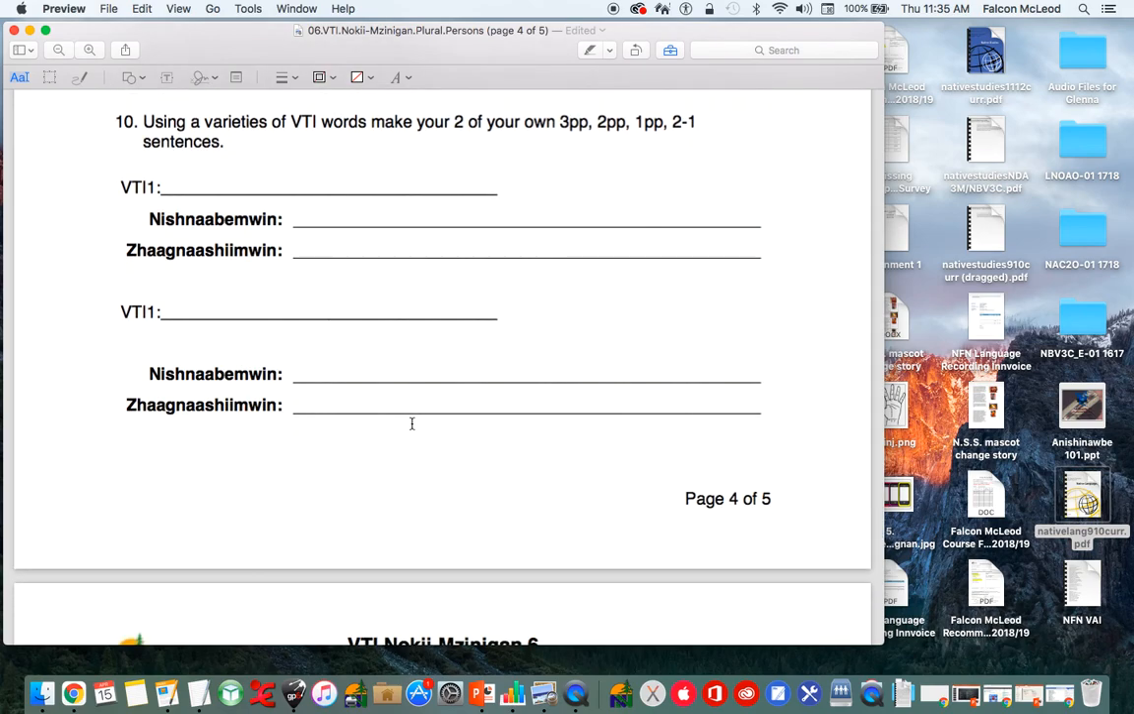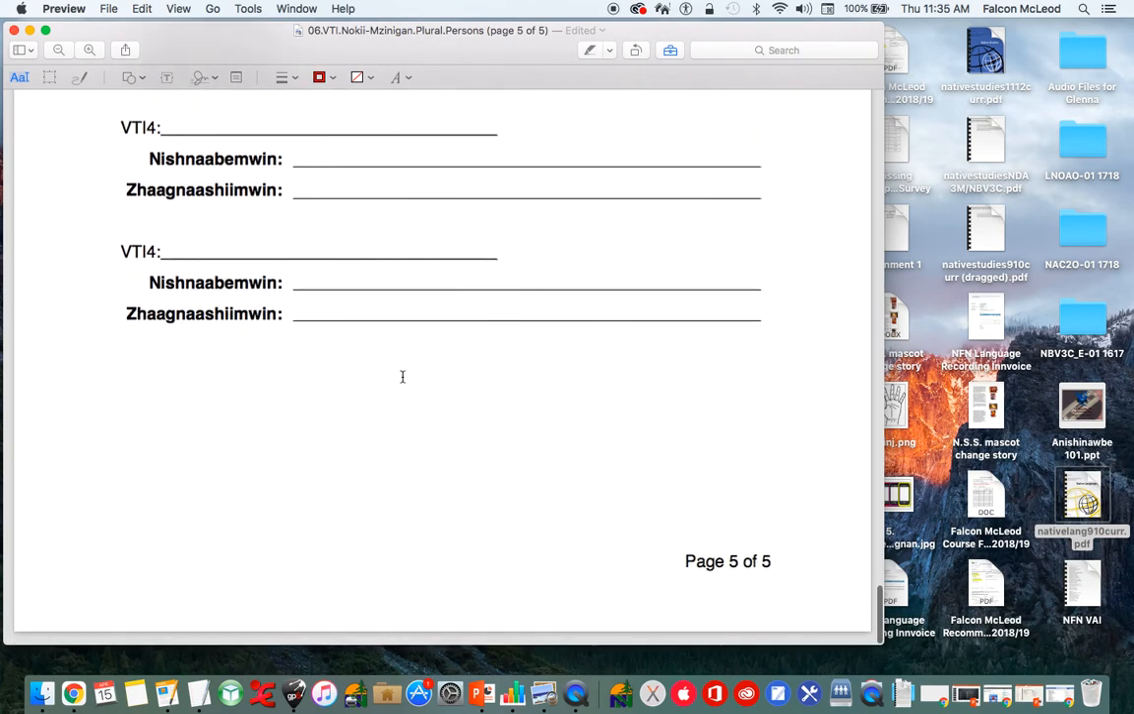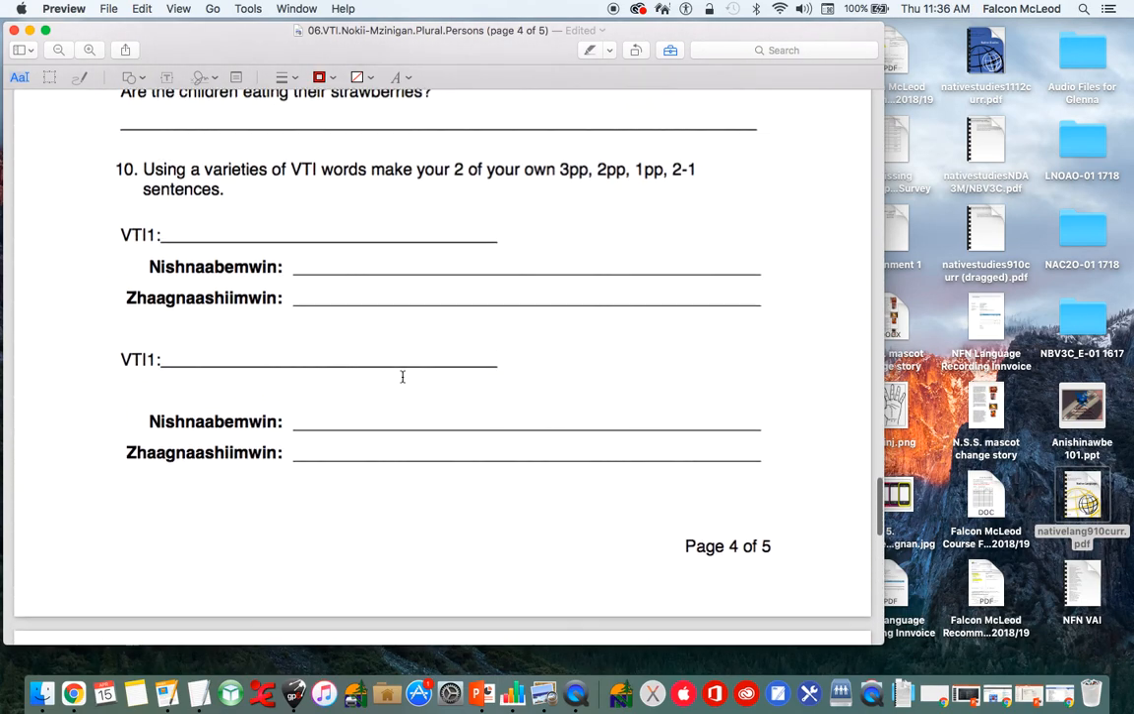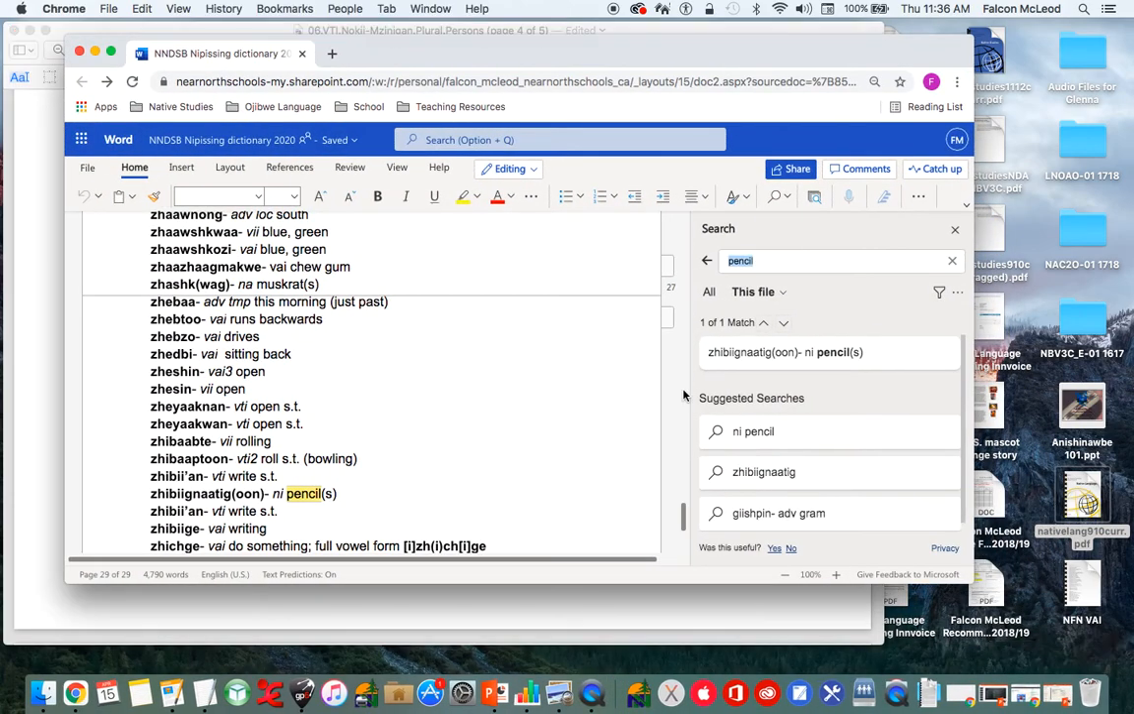There we go. So using a variety of VTI words, make two of your own third person, second person, first person plural, and 2-to-1 person sentences. All right. So you're just gonna inflect the verbs in either one or that. So I'm gonna do a couple examples for you here to show you what's expected.